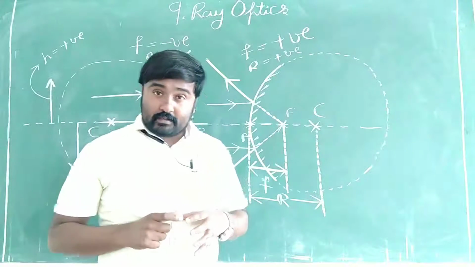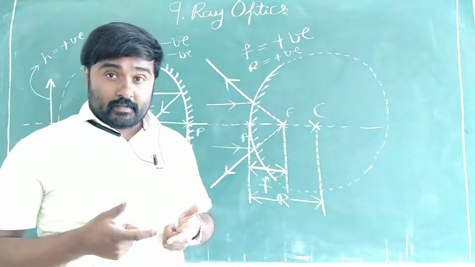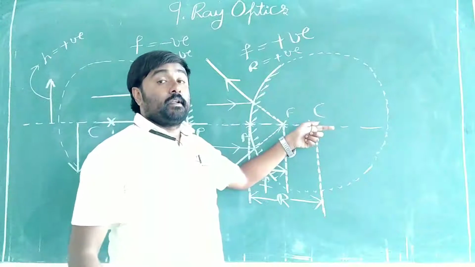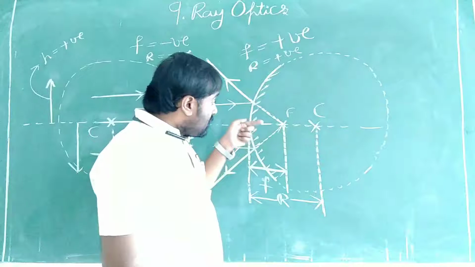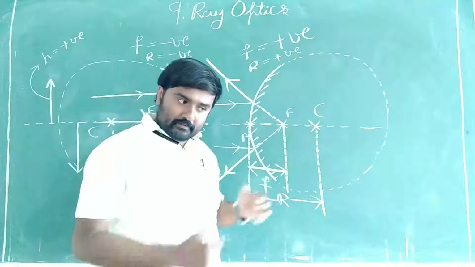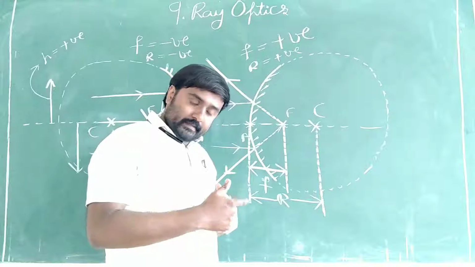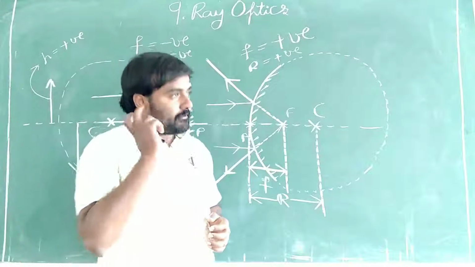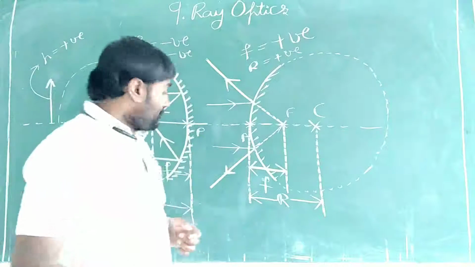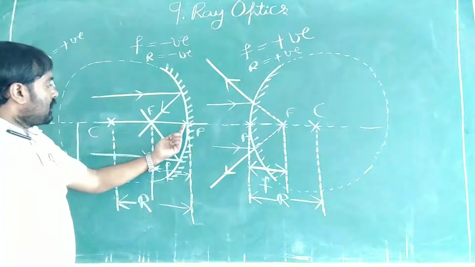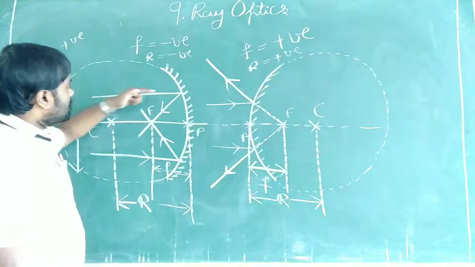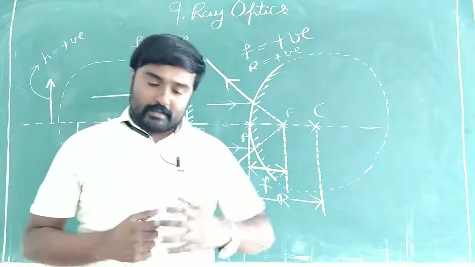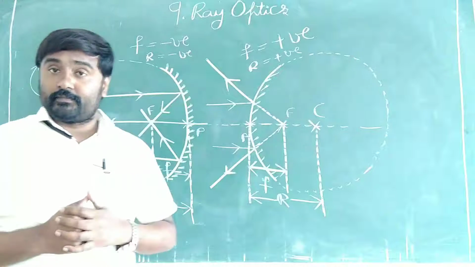If the distances are measured in the direction of incident light, that is from left to right, such distances are taken as positive. If the distances are measured opposite to the direction of incident light, such distances are taken as negative, right?